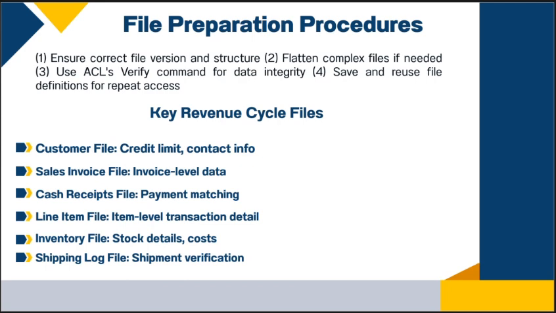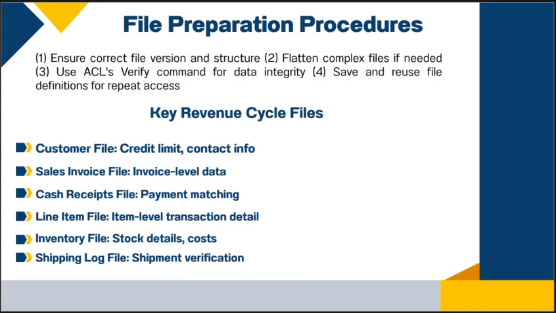Based on the module, each of these files plays a role in testing different assertions. For example, the customer file is used by the auditors to verify creditworthiness of customers before sales, ensuring sales are only made to authorized customers. It supports the accuracy assertion by confirming terms and credit policies are applied correctly. The sales invoice file helps auditors perform vouching and recalculations to test accuracy, checking if invoice amounts match supporting documentation, and trace from shipping documents to invoices to test completeness, ensuring all shipped goods were invoiced and recorded as revenue.